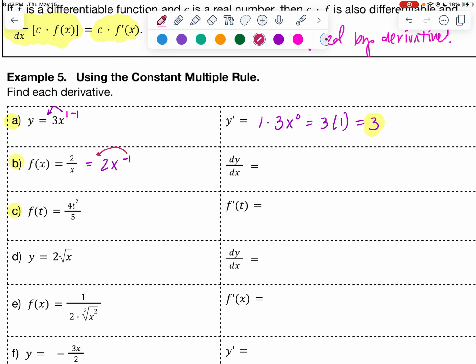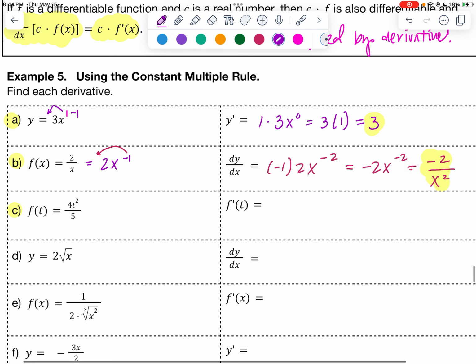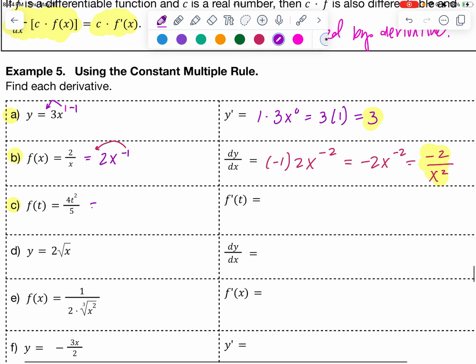So it becomes -1 times 2x to the negative second power, right? It becomes -2x to the negative second power, which is -2 over x squared. Done. Right, part C, I can rewrite it. I could just rewrite it as 4 over 5t squared.